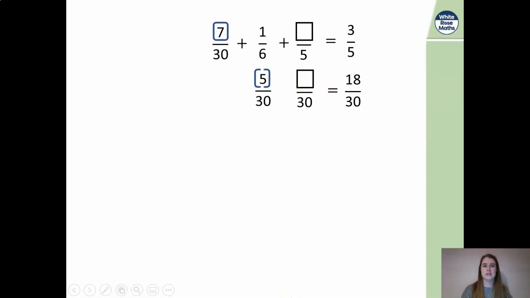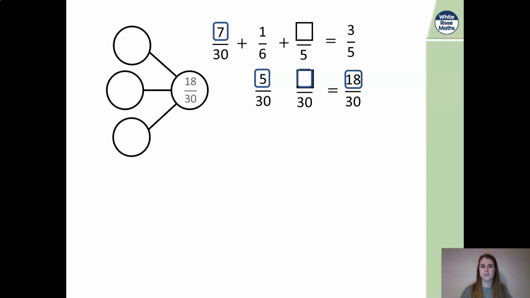So what we need to do first is add 7 and 5 together. Okay, what is 7 add 5? Good, 7 add 5 is 12. Now to work out this missing number, we need to think of that we've got the 12 and we've got the 18. So how can I work out the difference to tell me that missing number? What would my sum be? Good, I'll do 18 take away 12.